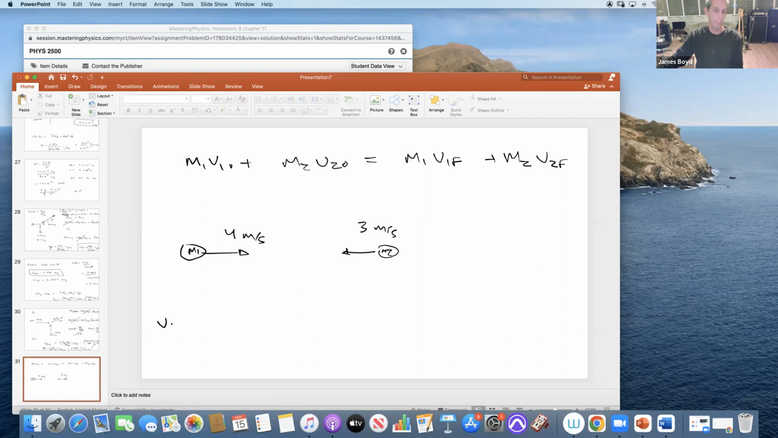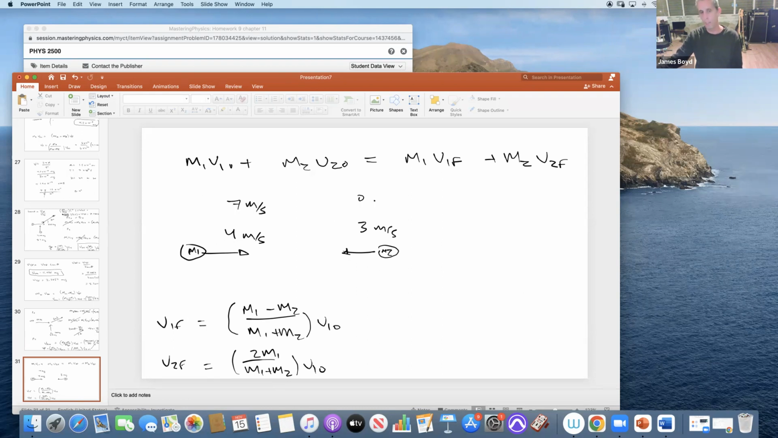We do have V1 final and V2 final is equal to M1 minus M2 over M1 plus M2, V1 initial, and 2M1 over M1 plus M2, V1 initial. But these only work if this guy's initially at rest. Well, if this is initially at rest, it would be the same as if this was moving at 7 meters per second and this guy was moving at 0. Let's try that and see what happens.